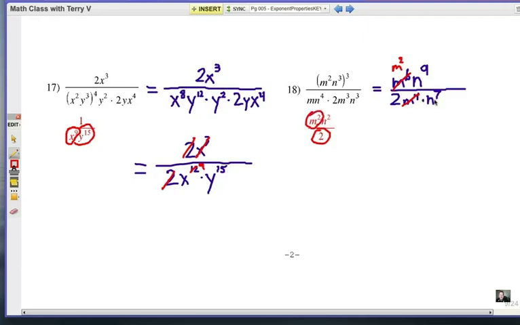And comparing my n to the 7th on the bottom to the n to the 9th, remember we subtract there and we get 2. So, just like you see there, m squared n squared over 2.